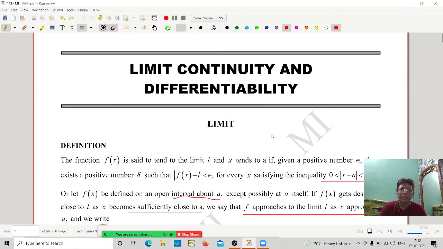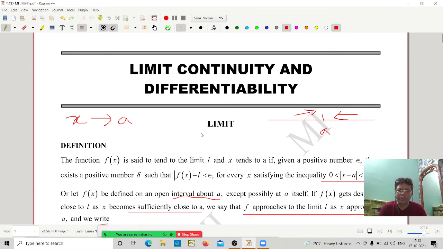First of all, I will explain what we mean by x tends to a. x tends to a point a, a real point, means x approaches a from the left as well as from the right, taking very small values, very close to a. That means very close to a, but not necessarily equal to a. So that is the meaning of x tends to a.